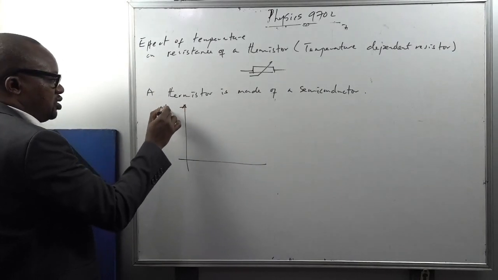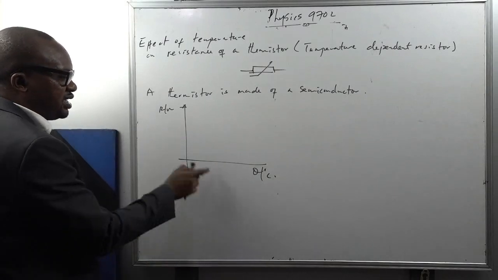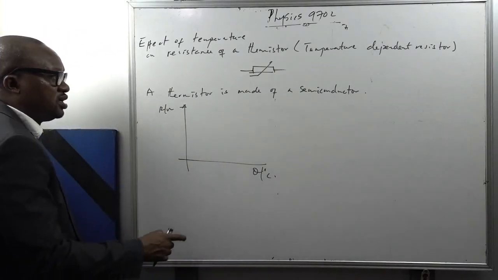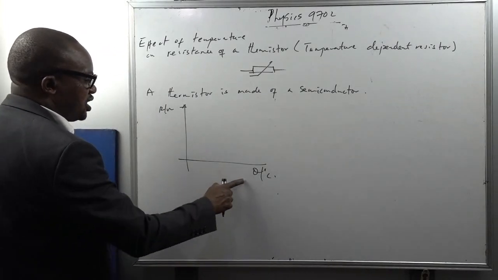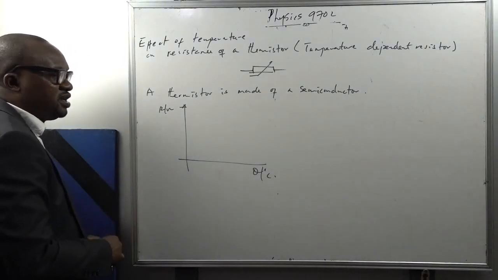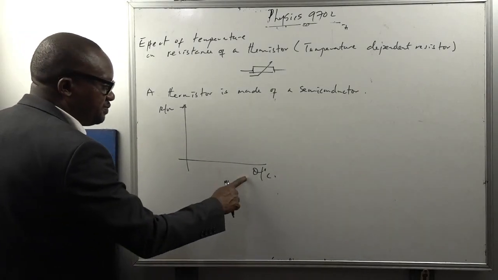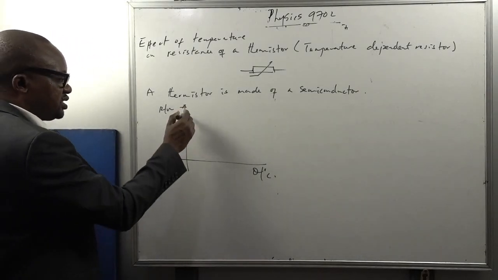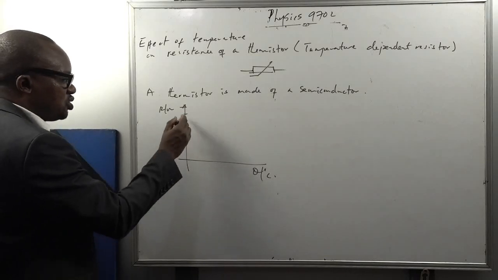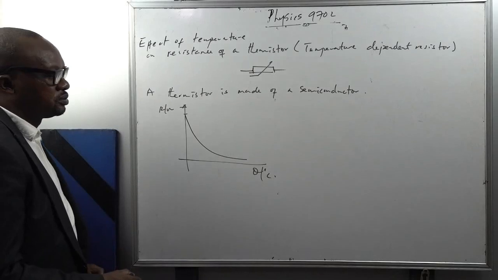Since a thermistor is made up of a semiconductor, if you plot the graph of resistance against temperature for a semiconductor, as the temperature increases, its resistance reduces. And we have said that a thermistor is made up of a semiconductor. So as the temperature of the thermistor increases, the resistance of the thermistor will reduce, like this. Okay?